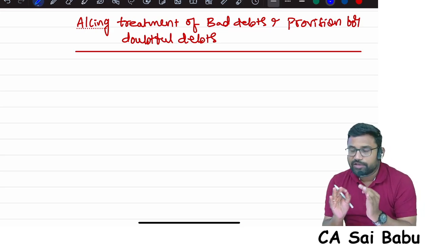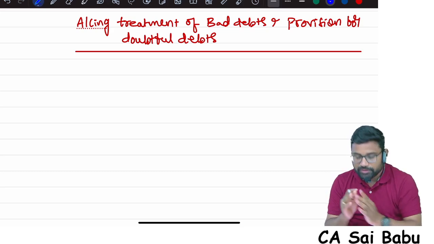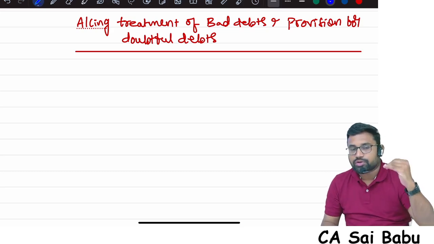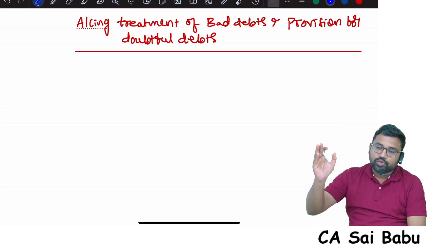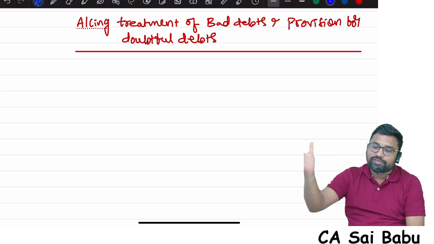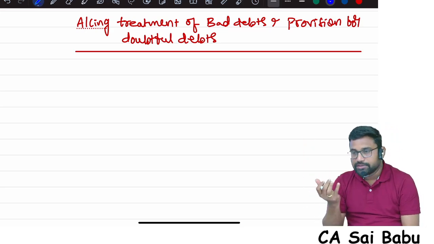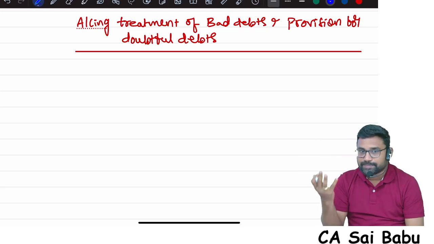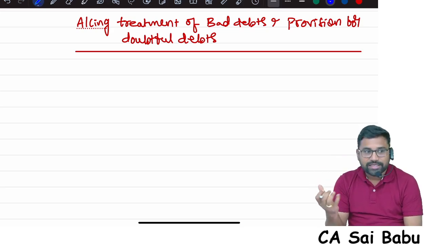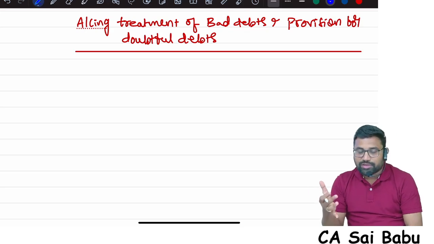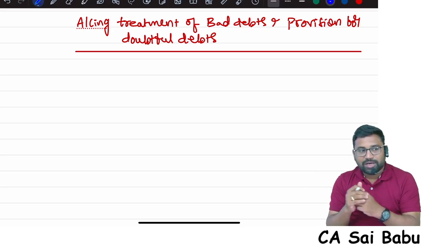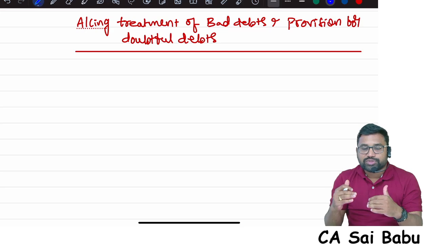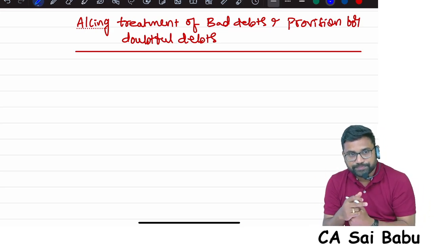Let me give you a brief idea about what this is. See, when goods are sold on credit basis, the party to whom we have made the sales, from that party we need to receive the amount, right? That is called basically the debt. So debt means in this context the amount which is receivable from the customers, or from the parties to whom we have sold the goods.